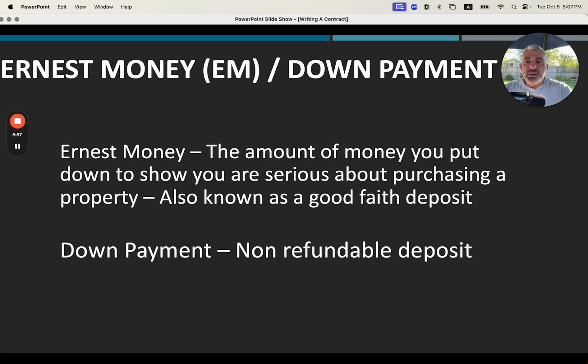Next is the earnest money or down payment. Now, there's a couple differences. Earnest money is the amount of money that you put down to show that you're serious about purchasing a property, also known as a good faith deposit. A lot of times earnest money is refundable. So if for some reason the inspection period doesn't pan out, if you have one, or if the financing blows up, you get that earnest money back as long as it's all done within the due diligence period, aka your inspection period.